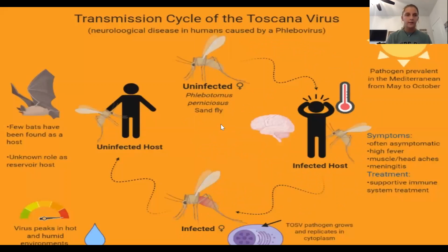Here on this slide, we can see an outline of the transmission cycle the Toscana virus goes through, which includes how the pathogen is passed on from vector to host. The pathogen of this virus is prevalent in areas such as the Mediterranean in the months of May to October and will peak during the extremely hot and humid months of July and August.